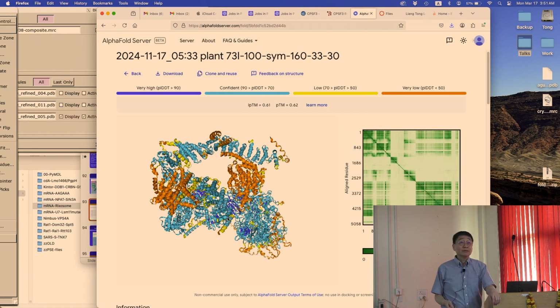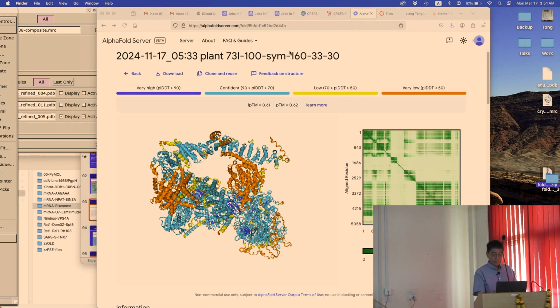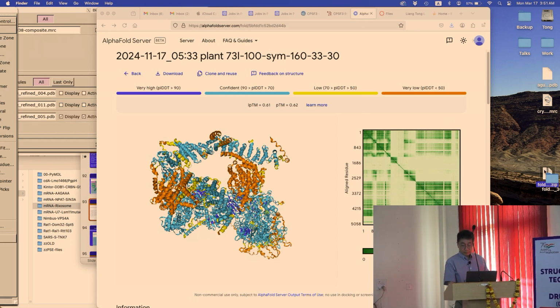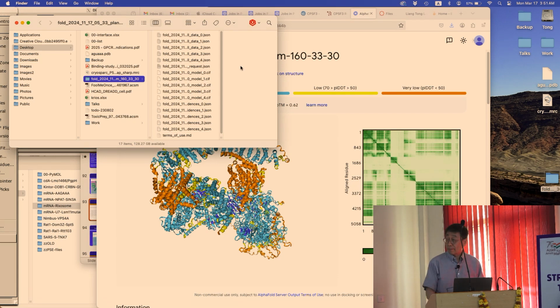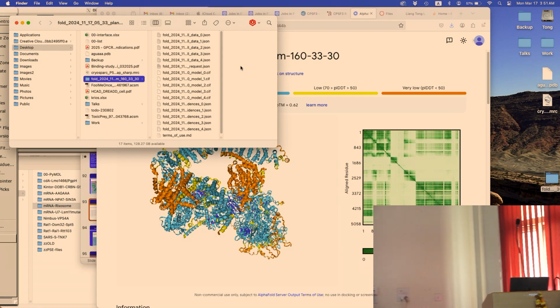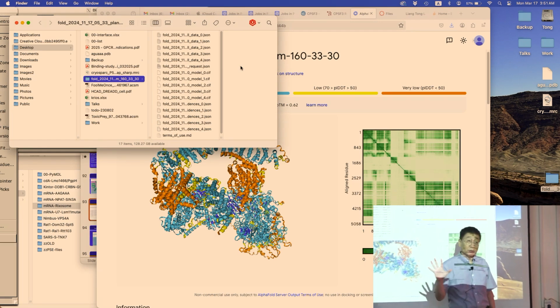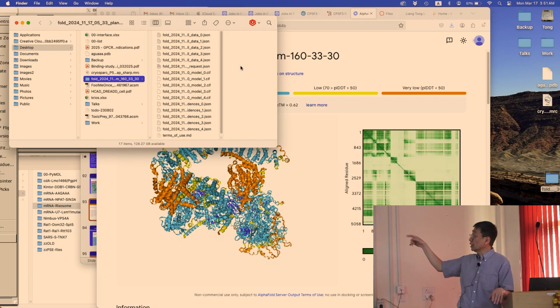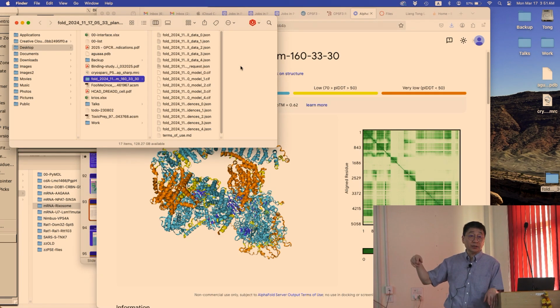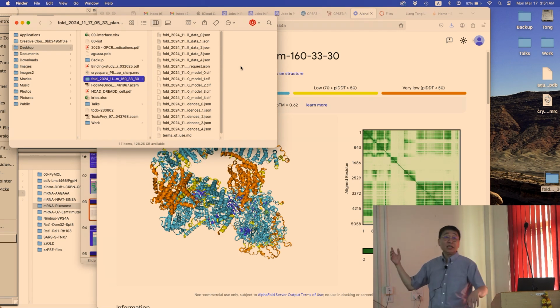All right, that's done. The download is done, so let me show you this. Essentially, it produces 5 models: 0, 1, 2, 3, 4. It's 5 different neural network models, and each one produces a model. They are sorted based on confidence. And these are CIF files, rather than PDB.